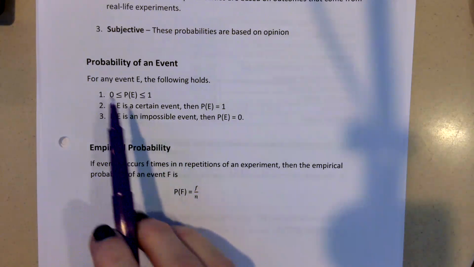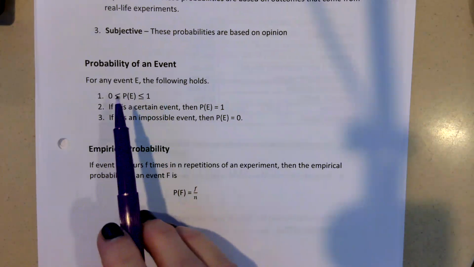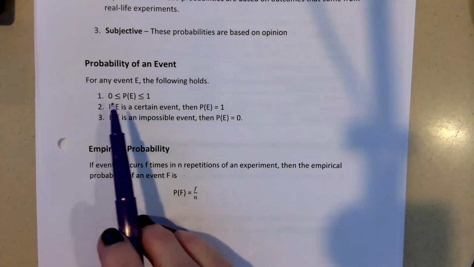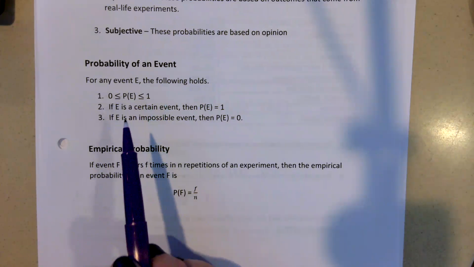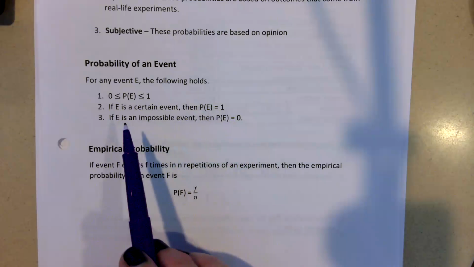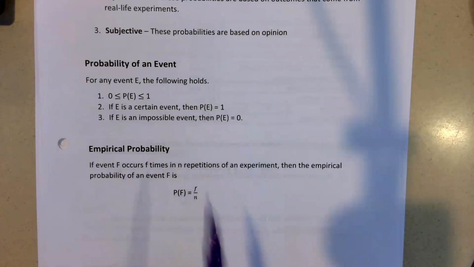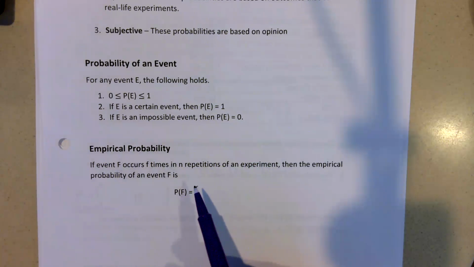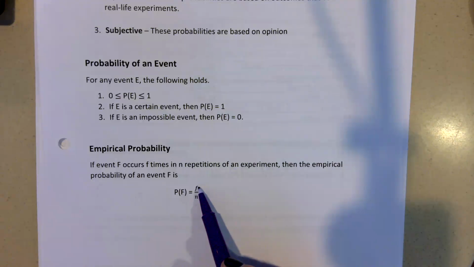The probability of an event. For any event E, the following holds. The individual probabilities must be greater than or equal to 0 and less than or equal to 1. And if E is a certain event, that probability is 1. And if E is an impossible event, that probability is 0. And then we already looked at empirical probability, which is similar to classical probability, where F is the number of times the event occurs out of the number of times we run the experiment.